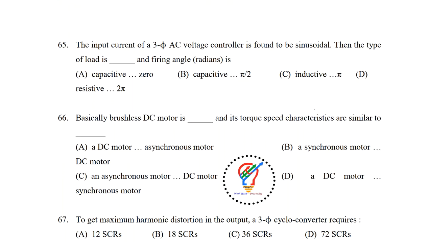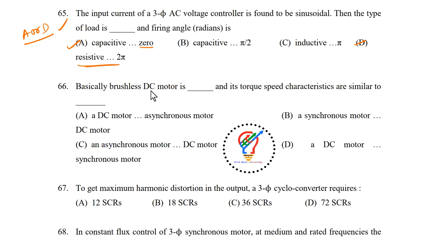Next one. The input current of a three-phase AC voltage controller is found to be sinusoidal. Then the type of load and the firing angle is. Here two options match with the answer. Either it is capacitive and zero firing angle, or D, resistive or 2 pi. So these two are correct. So for this question, A or D both are correct answers.